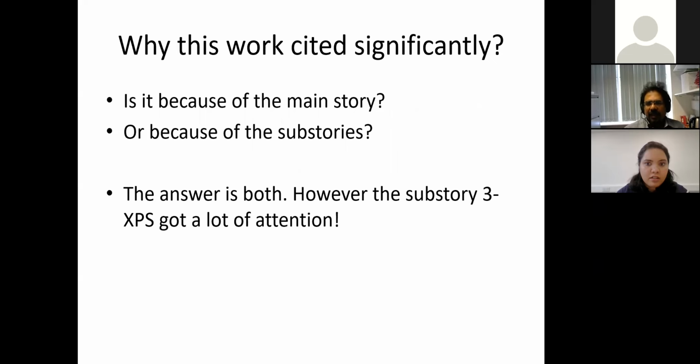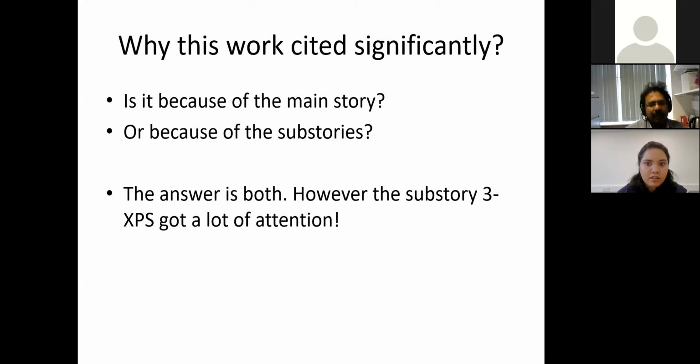So why was this work cited? Is it because of the main story, or is it because of the sub-stories? The answer is both, because it's not an extraordinary paper. It's just maybe another photocatalytic paper. But the way she wrote it, or the way she presented it, was excellent. The type of photocatalyst she selected, the theoretical studies she carried out, and the way she explained the paper, the sub-stories she incorporated in that paper, was very important. And also because of the XPS, it got a lot of attention, because she explained that part very beautifully.